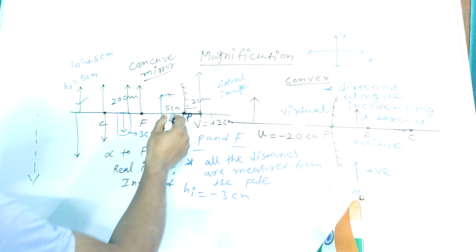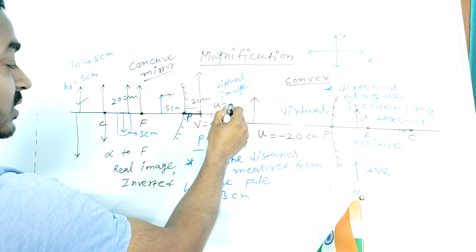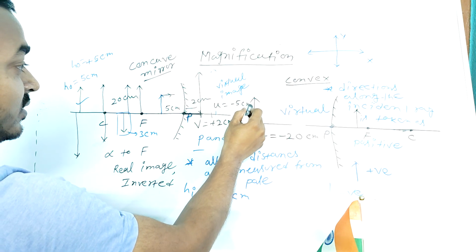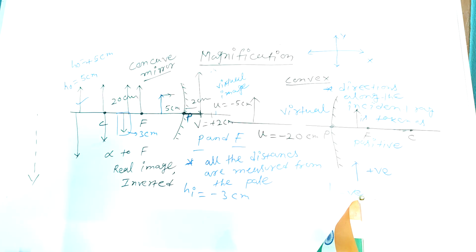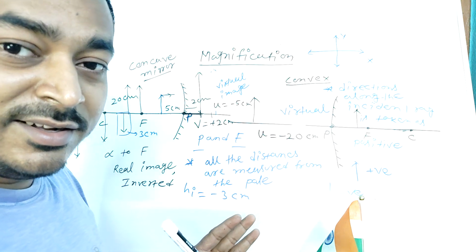U is always negative, so here U is equal to minus 5 centimeter. Is it clear now?